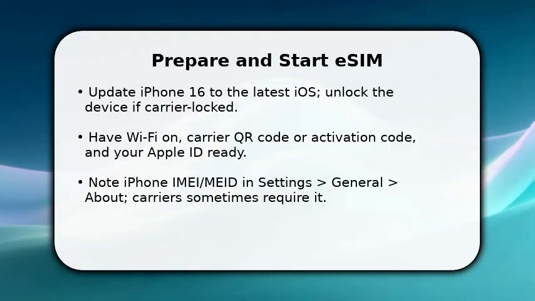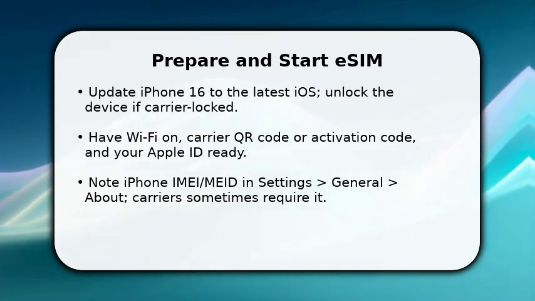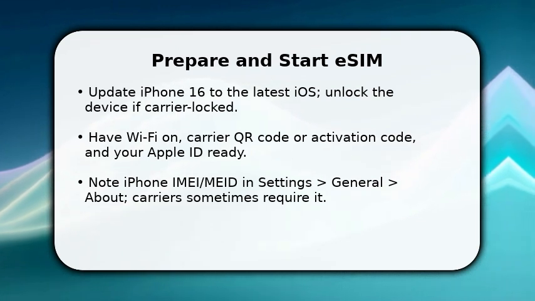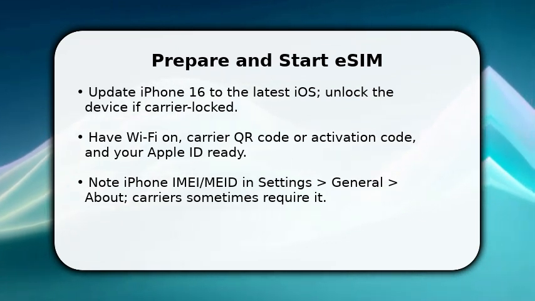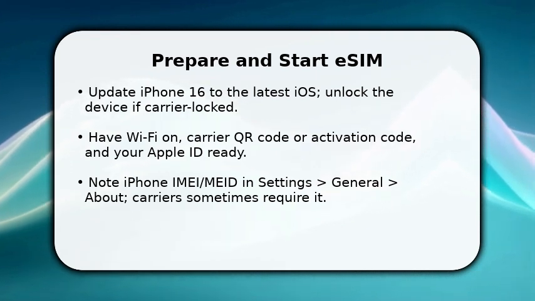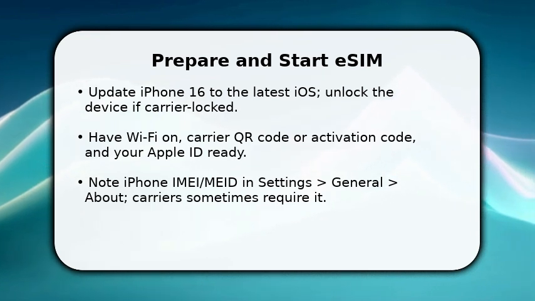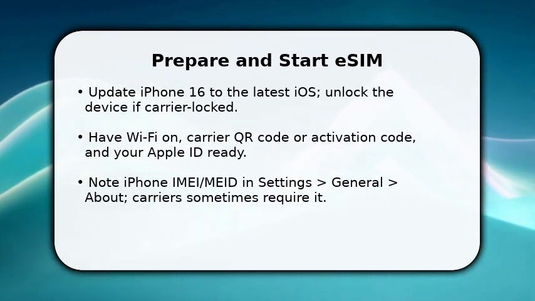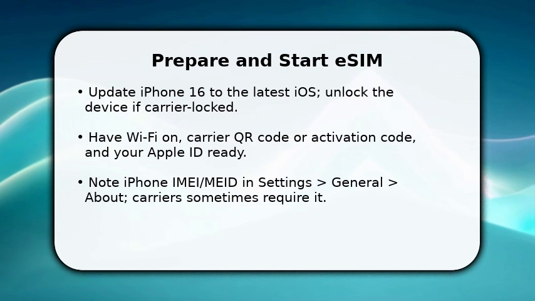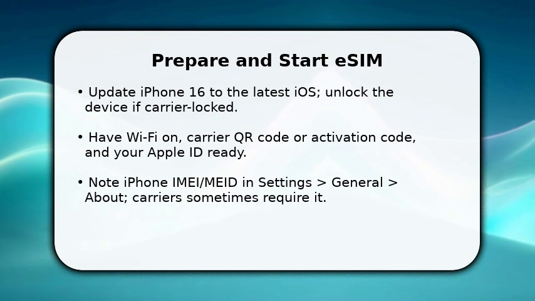You begin by ensuring the iPhone 16 is updated and unlocked. That prevents activation errors. Once done, connect to a stable Wi-Fi and locate the eSIM QR or the carrier's activation code because you'll need it immediately. Make sure you're signed into your Apple ID. Some carriers validate your account with iCloud. Also copy the device IMEI from settings. Carriers may request it. Now open Settings and head directly to Cellular to start adding the eSIM.